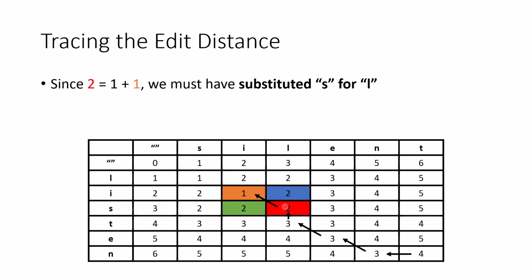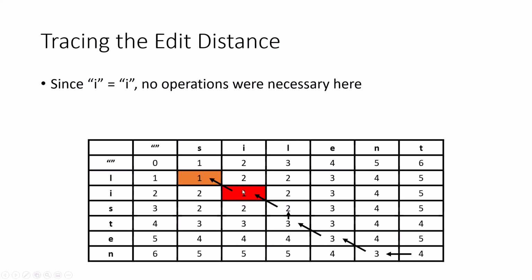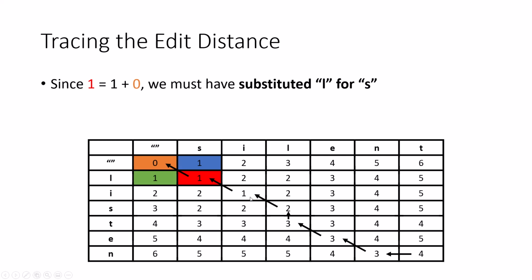And then next, we go here, S is not equal to L, so we again need to consider the 3 cases. And we can see here that 2 is equal to 1 plus only one of these, so 1. So that means that we must have substituted this S over here for this L over here. We don't need to do operations anymore because we go up here, I is equal to I, so nothing needs to happen. And then we go up again.